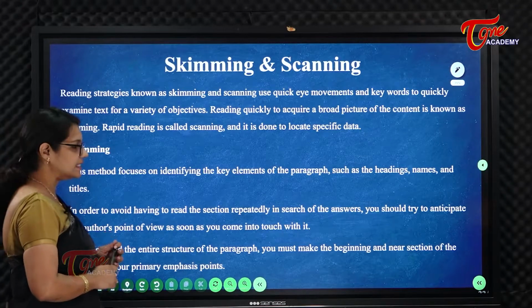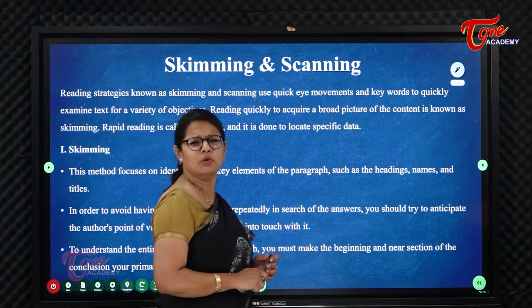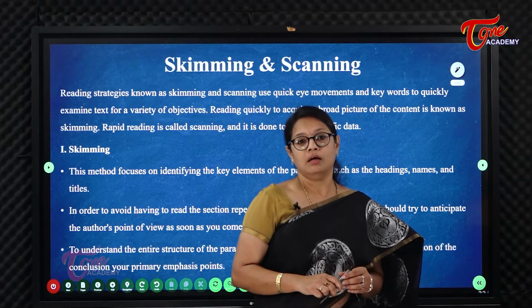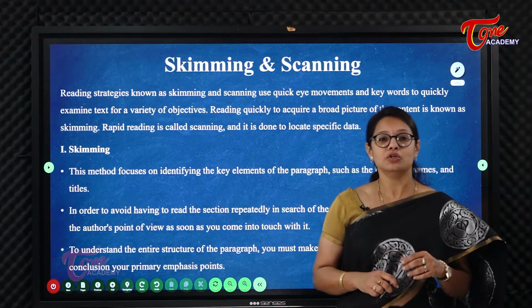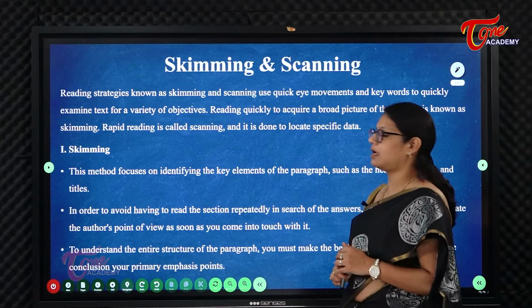Now, what is skimming and scanning? This is one major thing that most aspirants do not understand. Well, they do it, and some of them don't do it because they don't know it. Let's understand what they are.